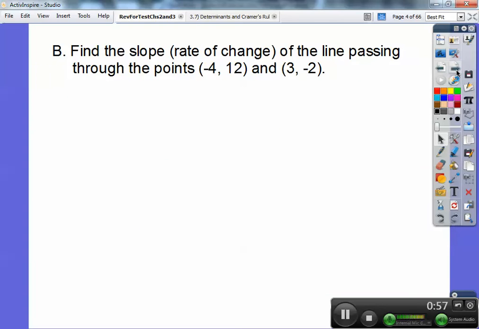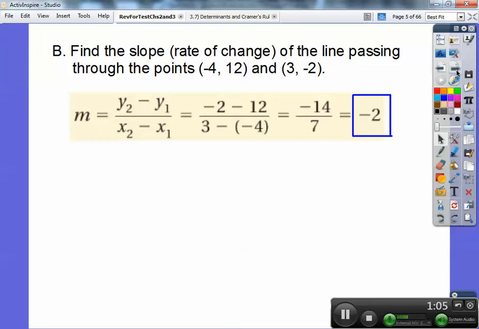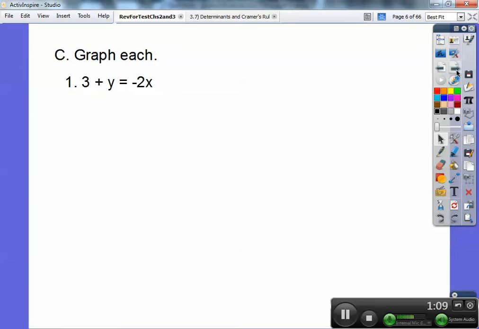Find the slope, rate, which is called rate of change. You'll find out later, you guys. But find the slope. This is just basic Algebra 1 of the line passing through those pairs of points. So you're going to use the slope formula and you get -2. Okay? Alright, so graph each equation.